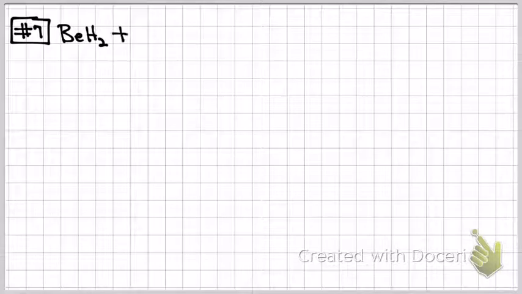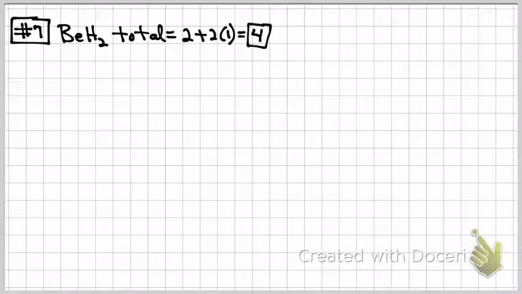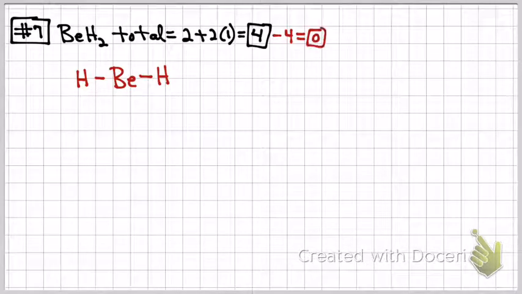So let's start off the same way. Let's go ahead and get our total. We've got 2 electrons from beryllium and 1 from each of the hydrogens for a total of 4. We'll go ahead and join them with single bonds, and we get a structure that looks like this. So we've used 4 valence electrons in forming those bonds. There are no valence electrons left over. But we look at beryllium, and we notice that beryllium only has 4.